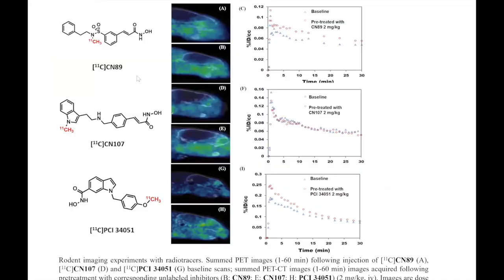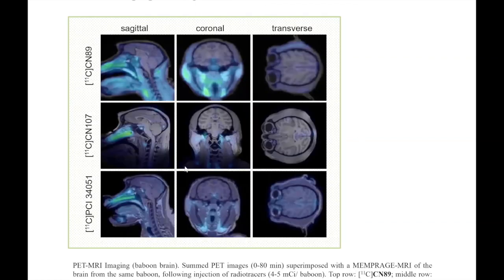Next, we tried to label some HDAC inhibitors in clinical trials. Here are three examples, all in phase one or phase two, and we labeled them with C11 to test their penetration in the brain. This is a rat PET CT. You can see the skull, and inside the skull there's no uptake for these tracers. We further tested in baboons. The same thing from the PET MRI: we didn't see any uptake here.